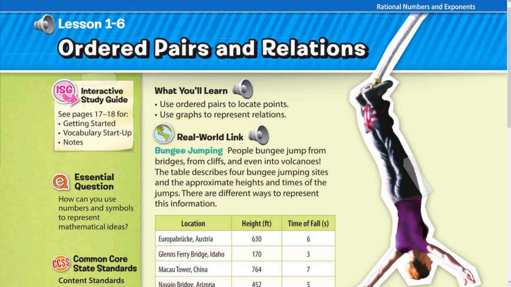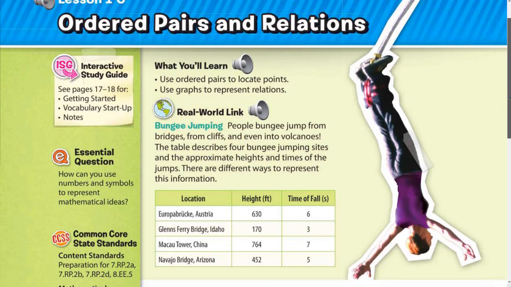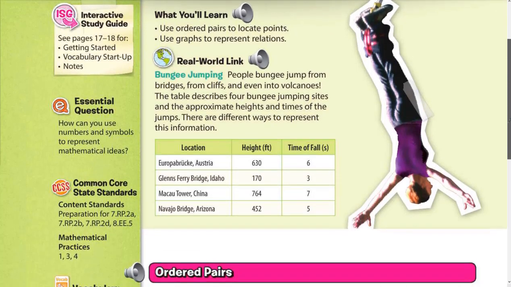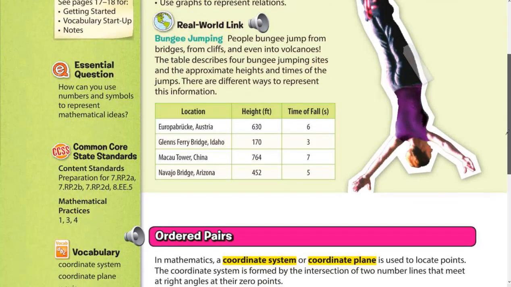In this lesson, we're going to look at ordered pairs and their relations. We're going to look at how we sometimes name those pairs, those pair groups, and we'll talk about using the coordinate plane. Here is an example of ordered pairs. So when we talk about an ordered pair, we're talking about something like this.